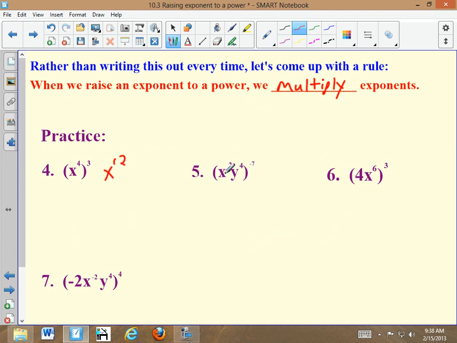Uh-oh. What do we do with number 5? Well, I'm raising the 2 to a power and the 4 to a power, so I have to distribute the negative 7 times 2, negative 7 times 4. Now we're going to run into all kinds of problems. Watch this. Negative 7 times 2 is negative 14. Negative 4 times 7 is y to the negative 28. Is that my answer? Is that my answer?